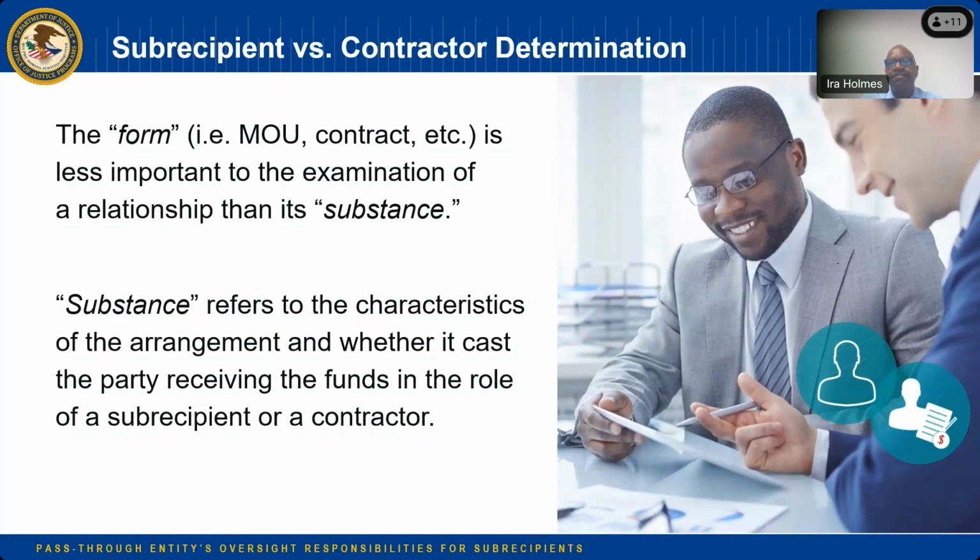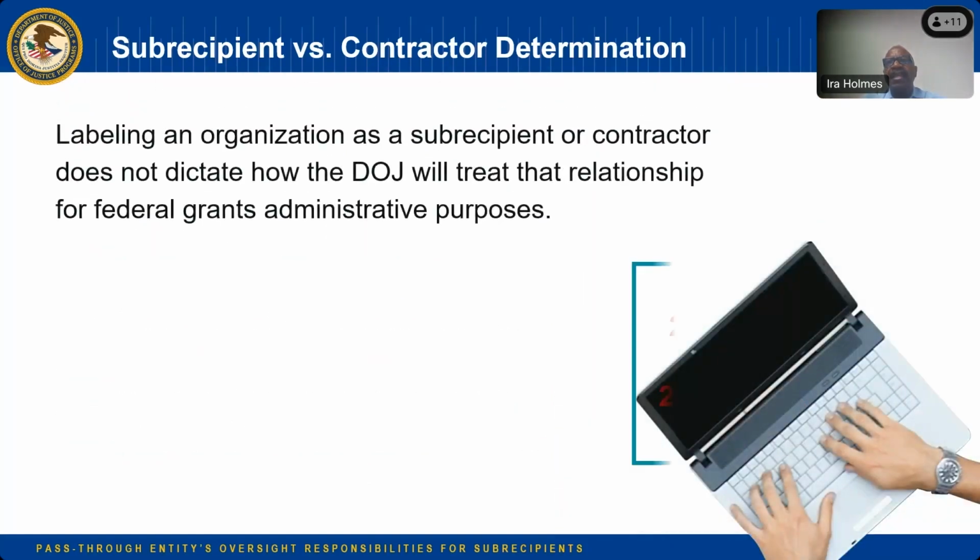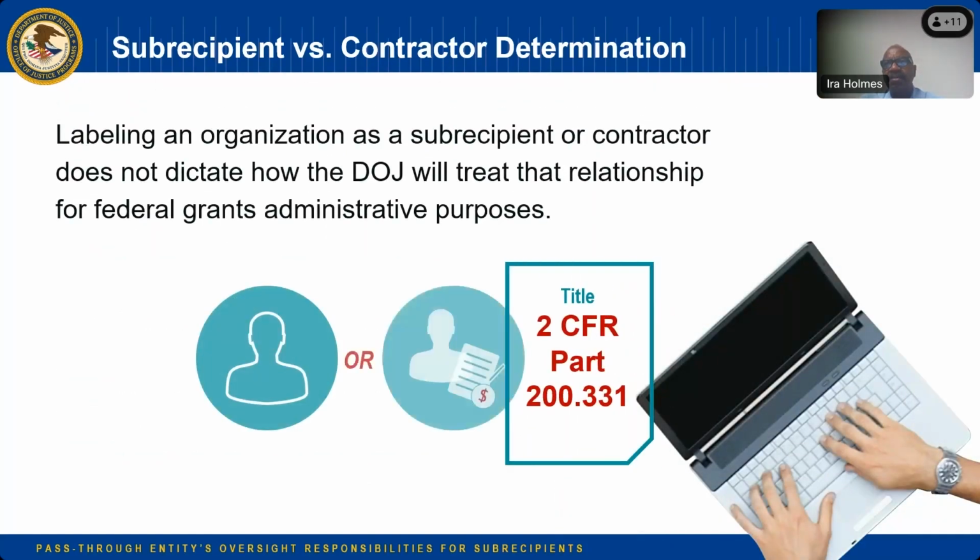Let me warn you though. Labeling an organization as a subrecipient or a contractor does not dictate how DOJ would treat that relationship. I ask you here to refer to Uniform Guidance 200.331.